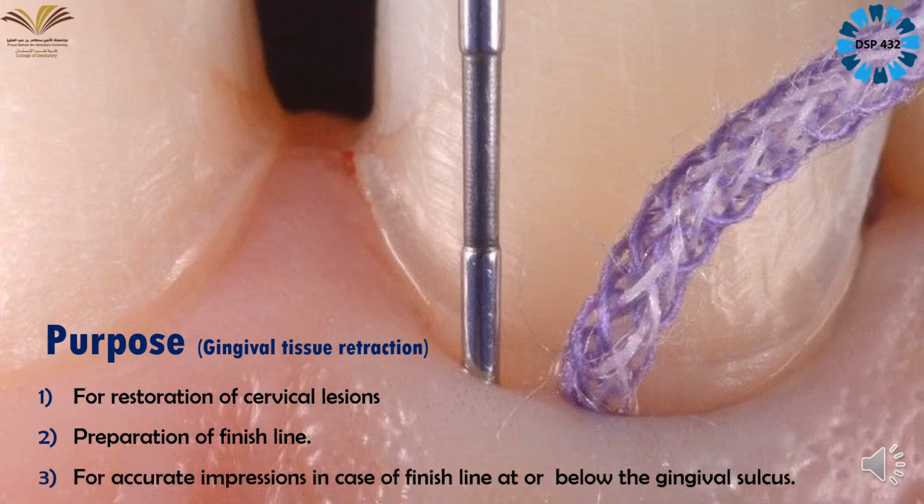And the last one we have, for accurate impression, we have to control all the fluid. Gingival crevicular fluid is oozing out from the sulcus, so you have to control that fluid, and the best way to control it is by putting the gingival retraction cord into the sulcus, and it will block your crevicular fluid and you will get proper isolation for your final impression.